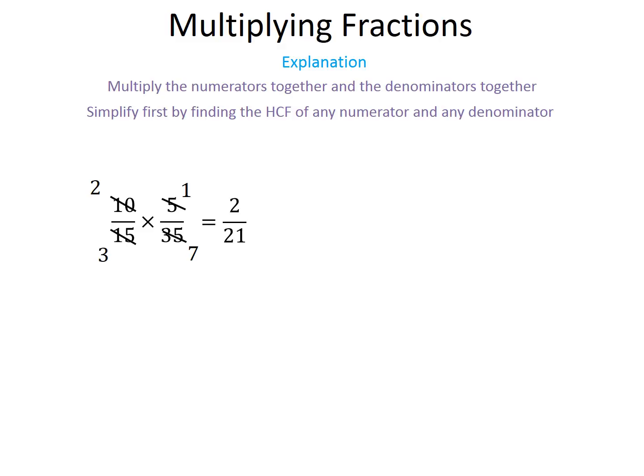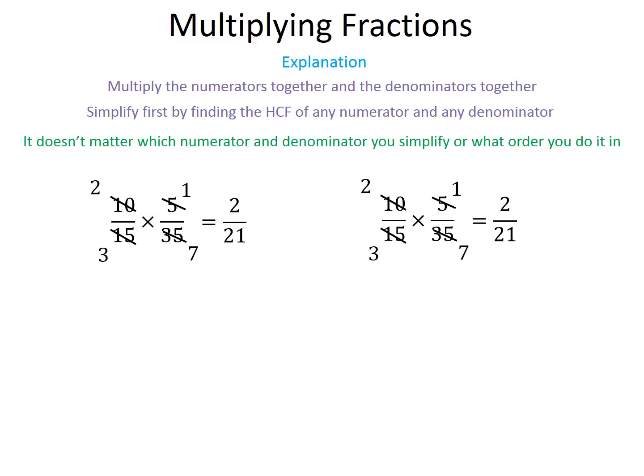I want to take just one more look at this question here. I want to try simplifying it a different way. This time what I'm going to do is I'm going to say, well, 5 goes into 10 twice and 15 3 times. Remember the last time I used 10 and 35. This time I'm going to use 10 and 15 instead and see what happens. So it goes into 10 twice and it goes into 15 3 times. Now I'm going to go 5 and 35. 5 goes into 5 once and it goes into 35 7 times. And that means 2 times 1 is 2, 3 times 7 is 21. Notice I've got exactly the same answer. So here's the key point. It doesn't matter which numerator and which denominator you're simplifying or what order you do it in.